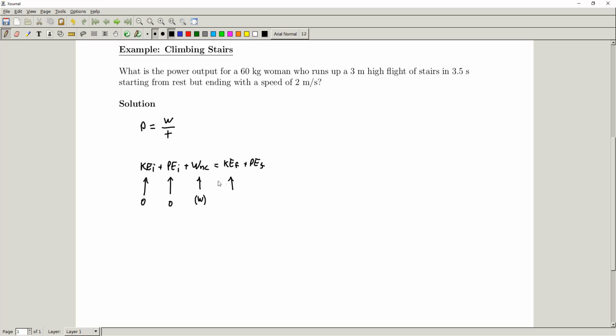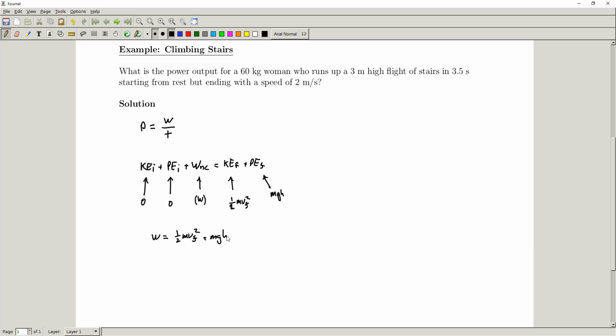What's our final kinetic energy? Well, we're told that we're going to have some velocity at the top of the stairs, and it'll be equal to that. And the only potential energy that we're going to have at the top of the stairs is potential gravitational energy, and so we're going to have an mgh here. Okay. And so quickly, just simplifying this, we end up with W, our work done by the woman, is equal to 1/2 mvf squared plus mgh.